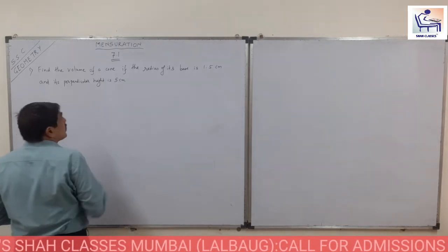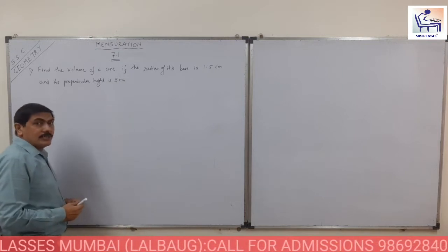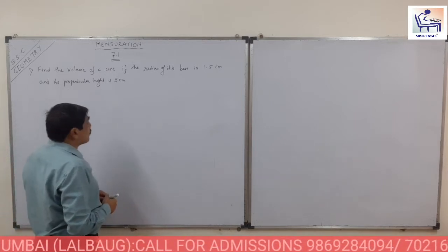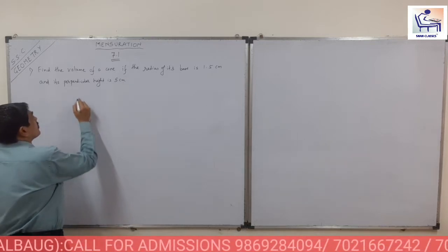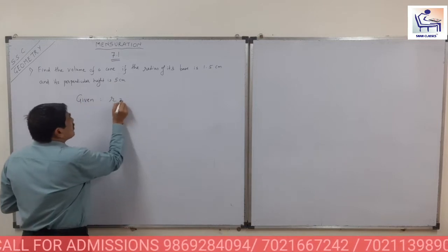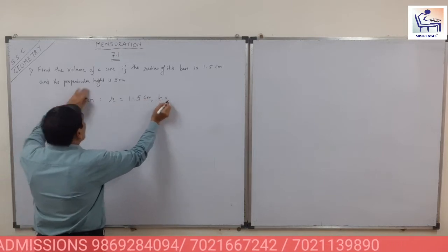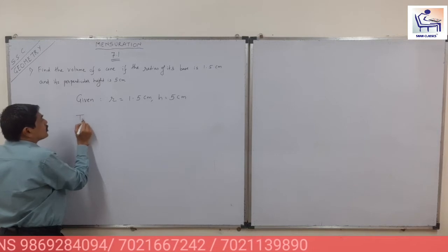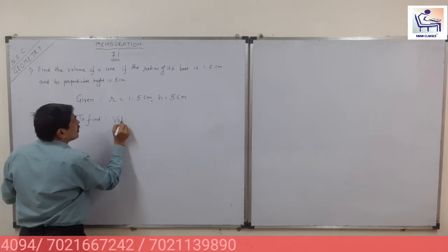Find the volume of a cone if the radius of its base is 1.5 centimeter and its perpendicular height is 5 centimeter. Perpendicular height means straight height, which makes a degree of 90. Okay, so 90 degree angle. So here we start with what is given. What is given to you? Radius is 1.5 centimeter and perpendicular height means h. H is 5 centimeter. What we have to find out? We want to find out the volume of a cone.